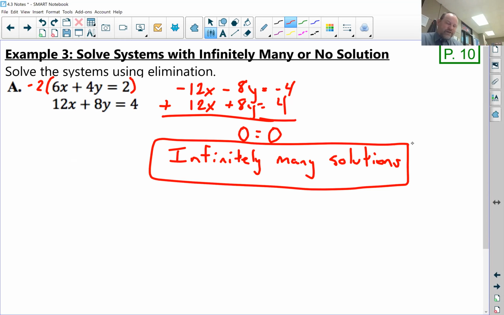In other words, they are the same equation, just one is written a little bit differently than the other. If we graphed, we would get one line lying on top of the other for this system.